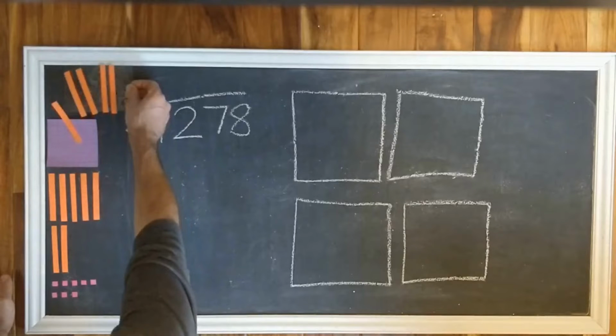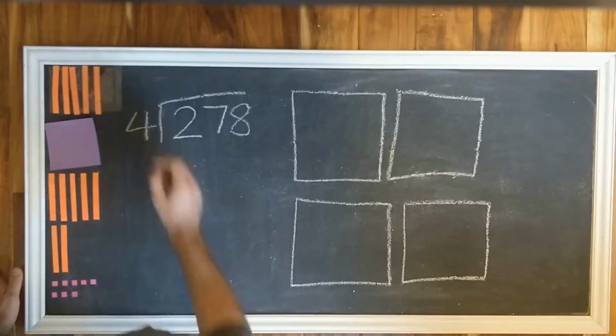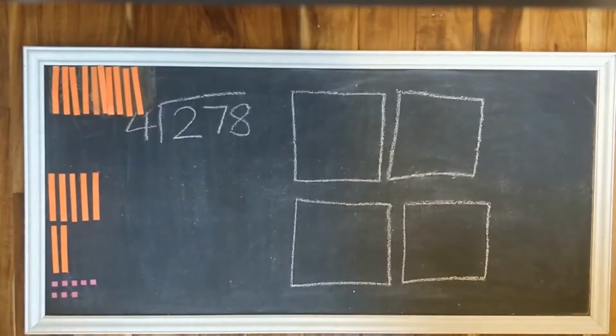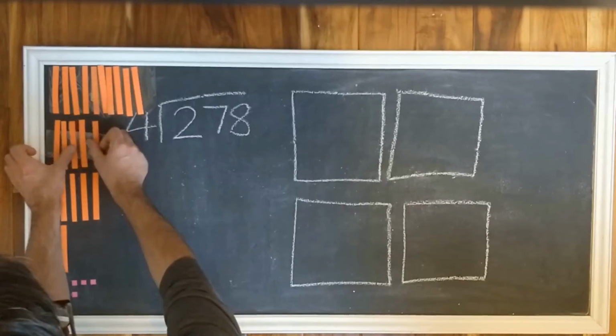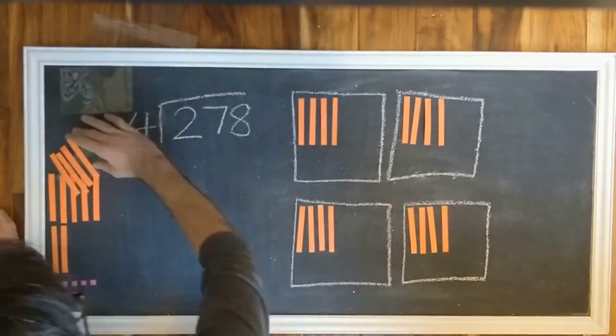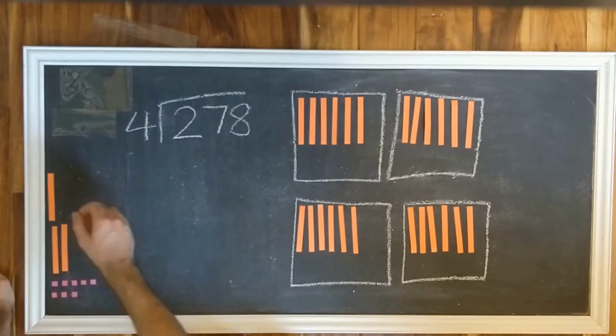So let's start dividing. We will start with the hundreds, but since we do not have enough flats to evenly divide among our 4 groups, we will need to exchange them for the same value in longs. We will exchange our 2 flats for 20 longs. We now have a total of 27 longs and can begin dividing them among our 4 groups. Each group received 6 longs, leaving 3 longs left over.